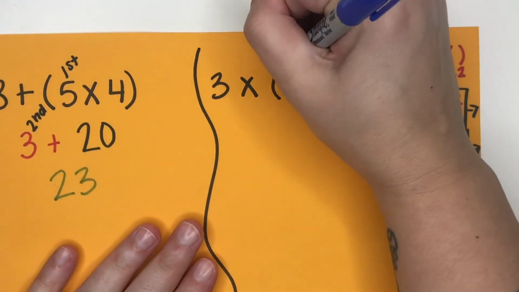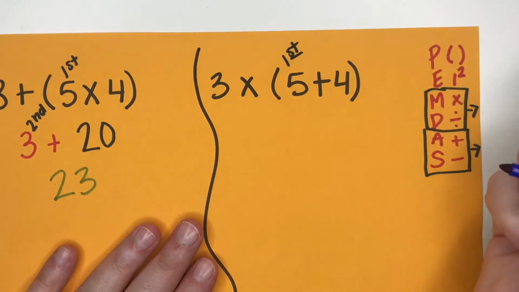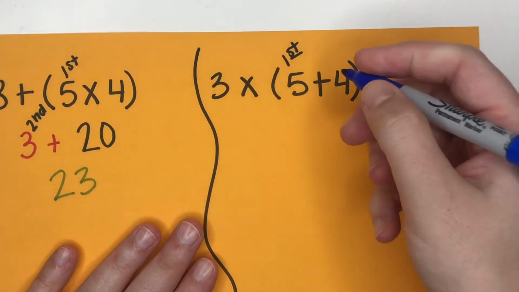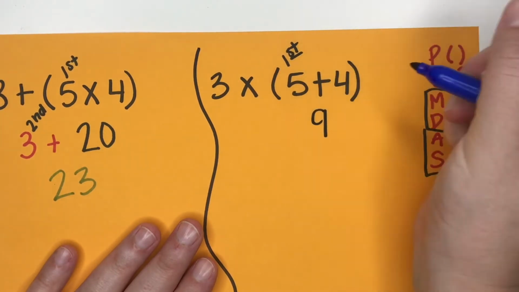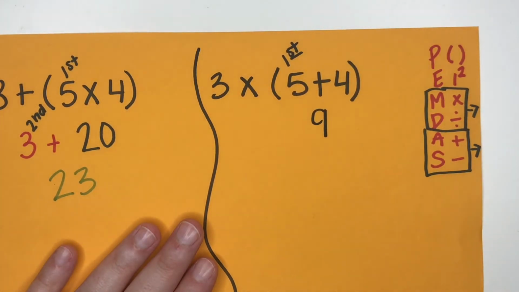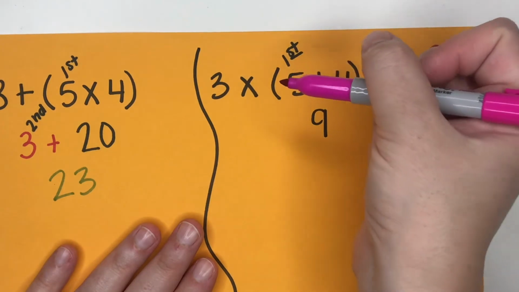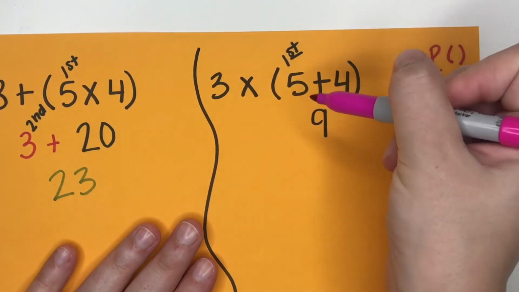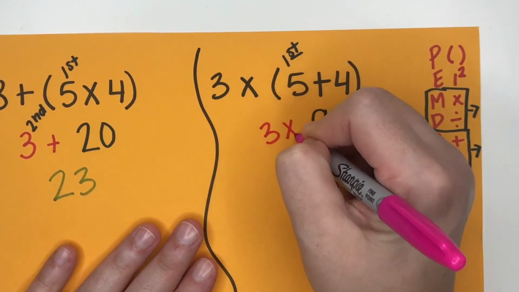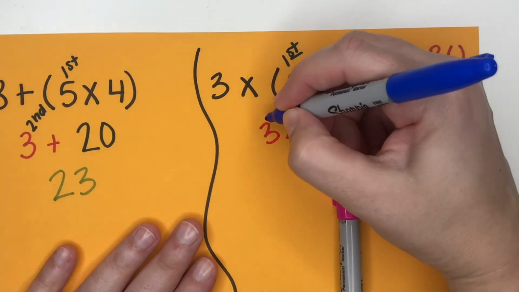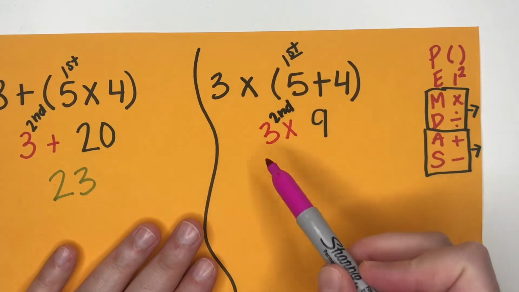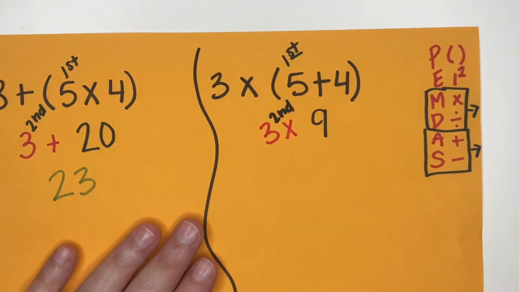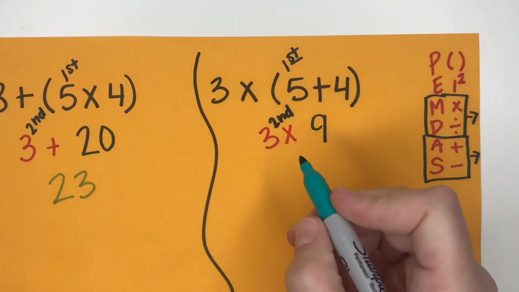So we're gonna first label that we're gonna do this operation first. So let's go ahead, and 5 plus 4 is 9. And then we're going to write down and include our next step, which is 3 times 9. And we're going to mark this step as our second operation. So we are going to do 3 times 9 here, and 3 times 9 is 27.